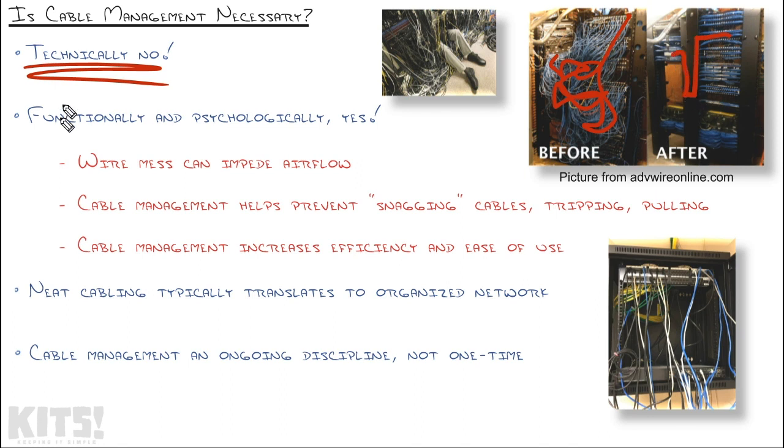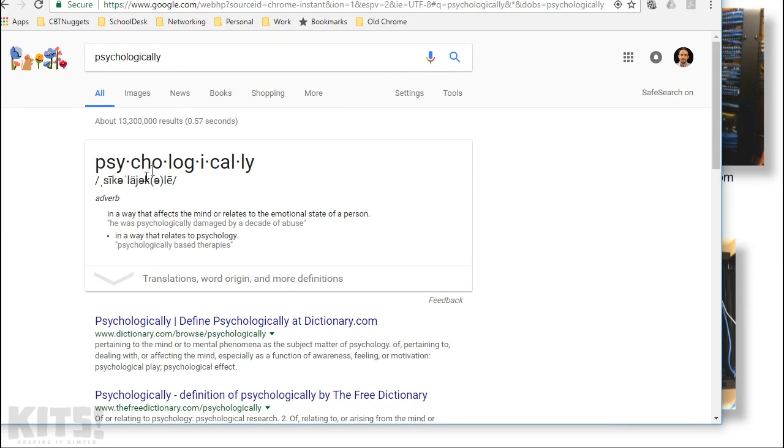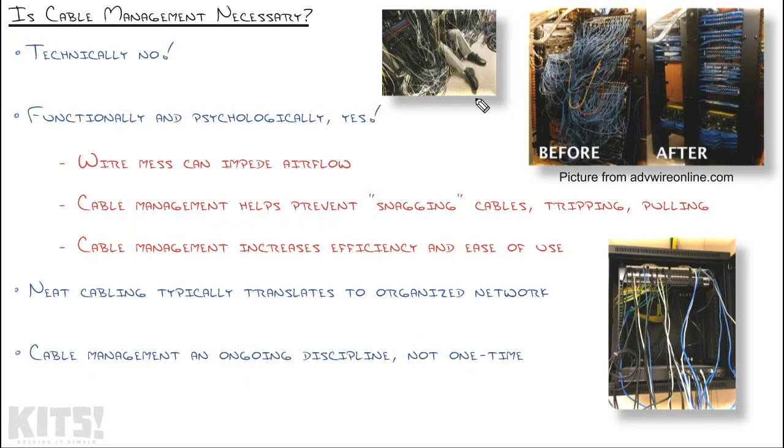However, if I were to say, does cable management matter from a functional and psychological standpoint? Absolutely yes. And I'm defining psychologically, as Google does, in a way that affects the mind or relates to the emotional state of a person. Imagine your emotional state if you were to walk in to manage a network that looks like this versus a network that looks like this.